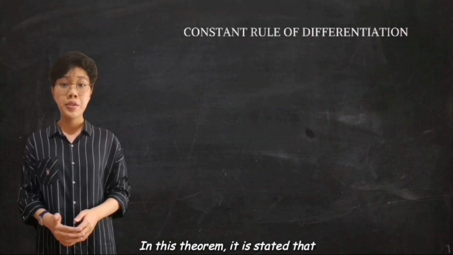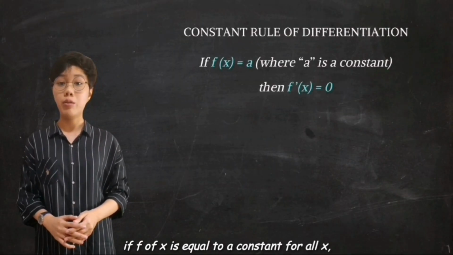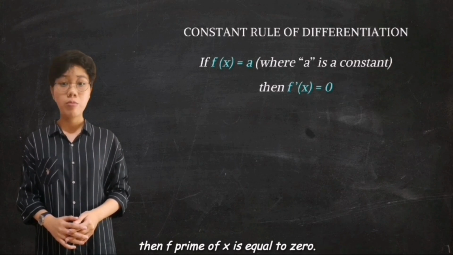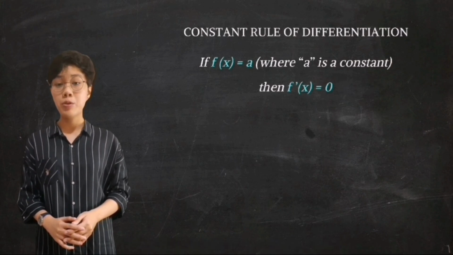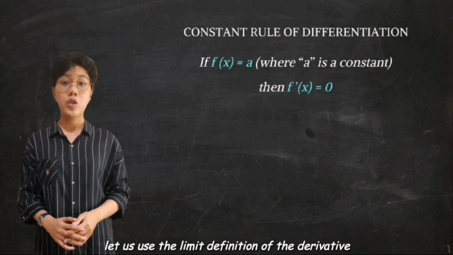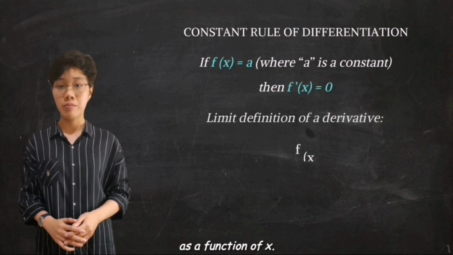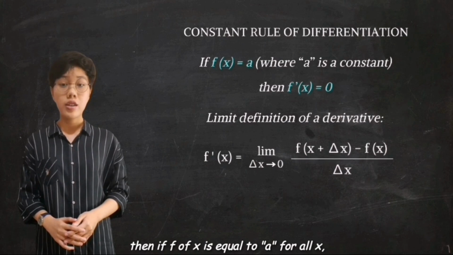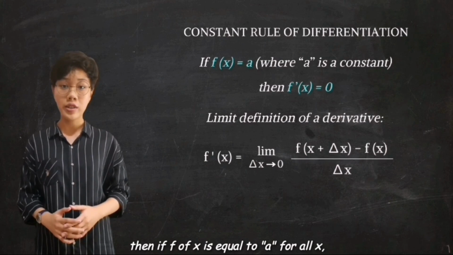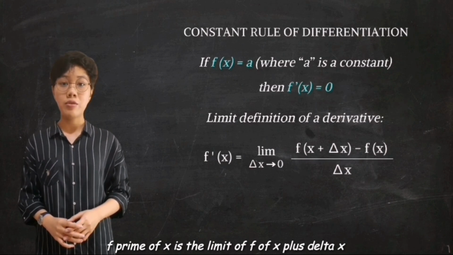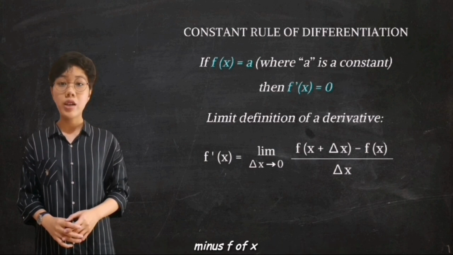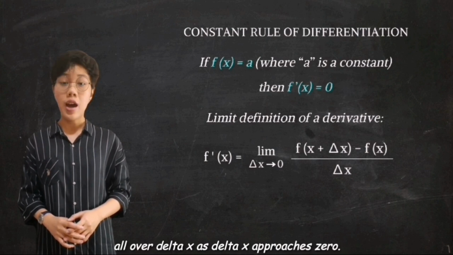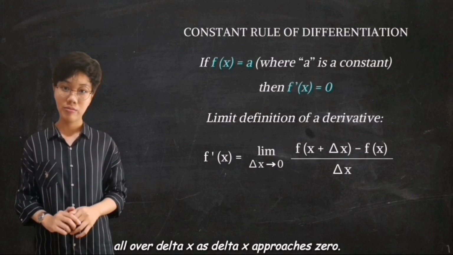In this theorem, it is stated that if f of x is equal to a constant for all x, then f prime of x is equal to 0. To prove this, let us use the limit definition of the derivative as a function of x. If we use a as our constant, then if f of x is equal to a for all x, f prime of x is the limit of f of x plus delta x minus f of x all over delta x as delta x approaches 0.